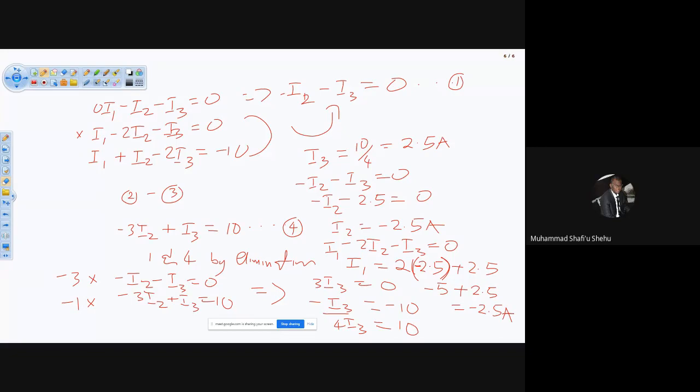So we have 30 minutes. So I'm going to introduce our next topic, and then we'll stop. Our next topic is going to be on DC network theorems. We are done with DC analysis. If you can remember, I have defined analysis and theorem for you, and I believe each and every one of you can differentiate between a theorem and analysis, right?